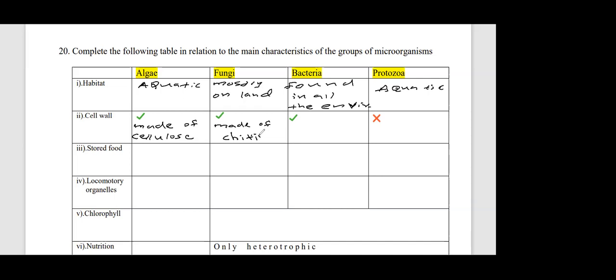Then bacteria: cell wall is present and it is made of polysaccharide. You can put a tick or you can write present, absent like that. No problem. Made of polysaccharide.